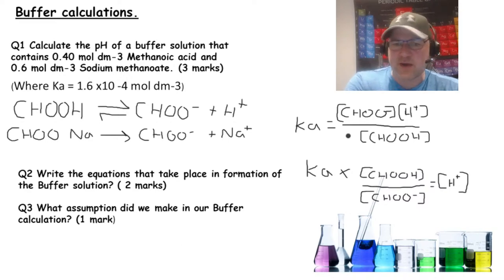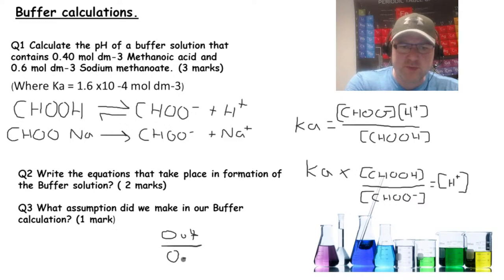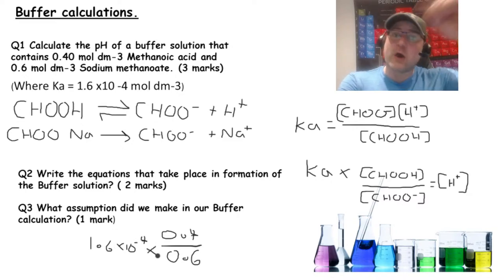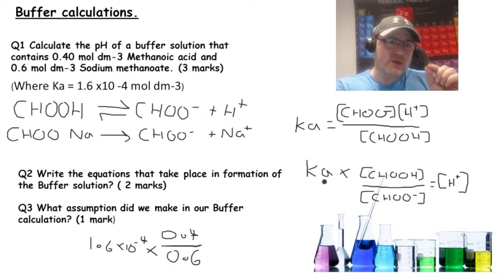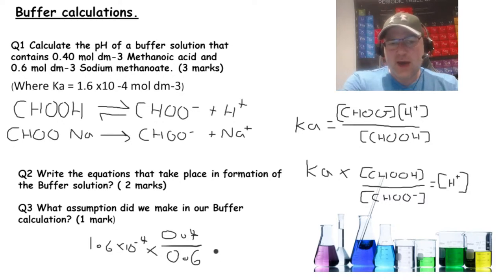Remember, you need to minus log the hydrogen ion concentration. So what we want to do here is go acid over salt, so 0.4 over 0.6. I'm not going to bother with all the moles per decimeter. And I want to times the Ka, so 1.6 times 10 minus 4, that's the Ka, times the acid over the salt concentration. The salt concentration, I've made the assumption, is the same as the methanoate ions, the ions of the salt. And that's going to equal the H plus.